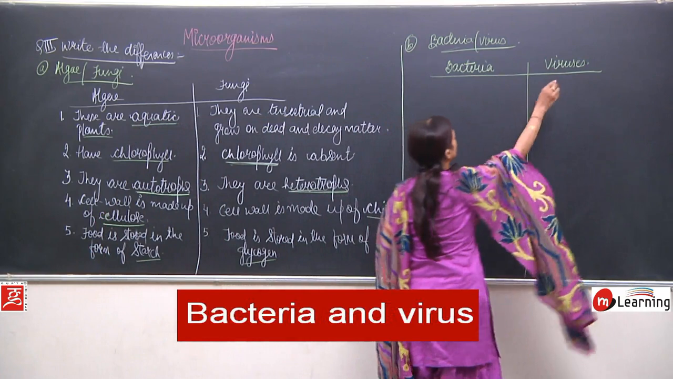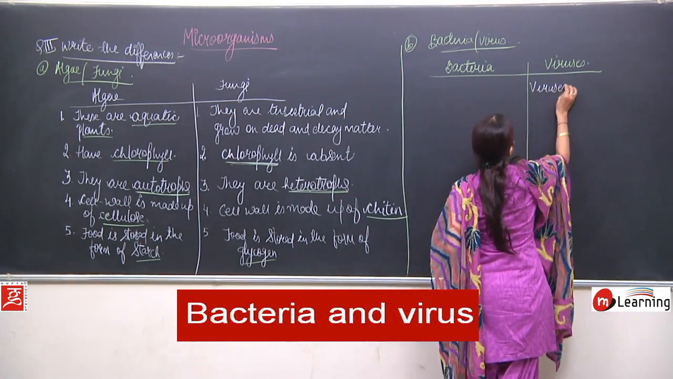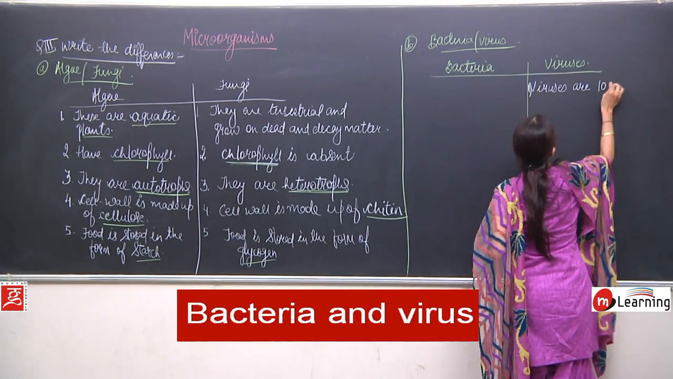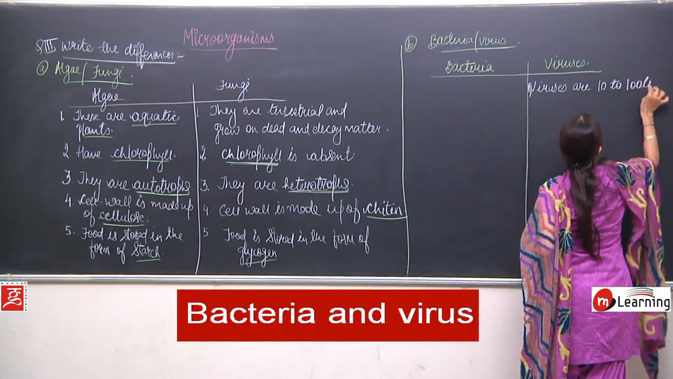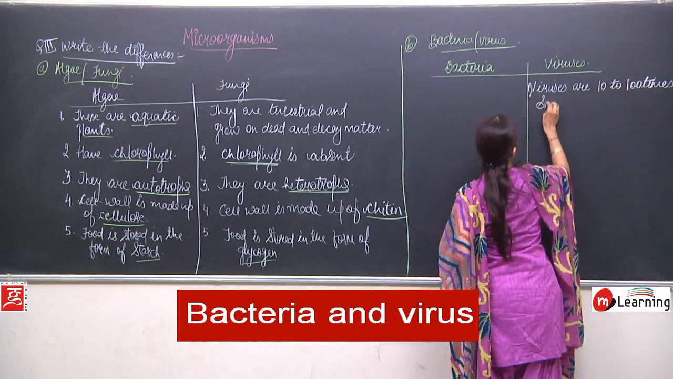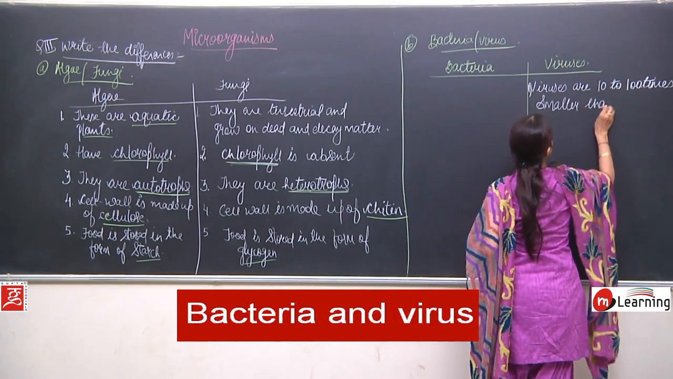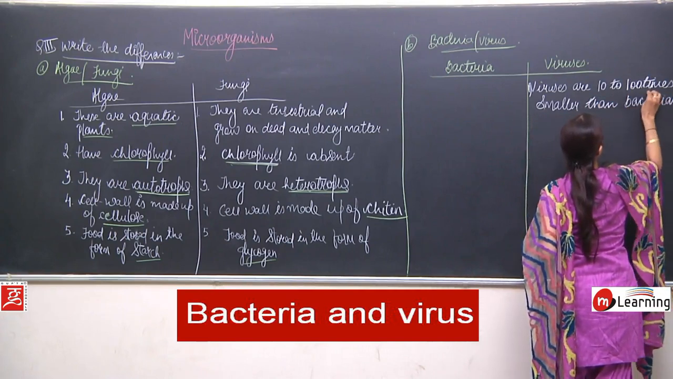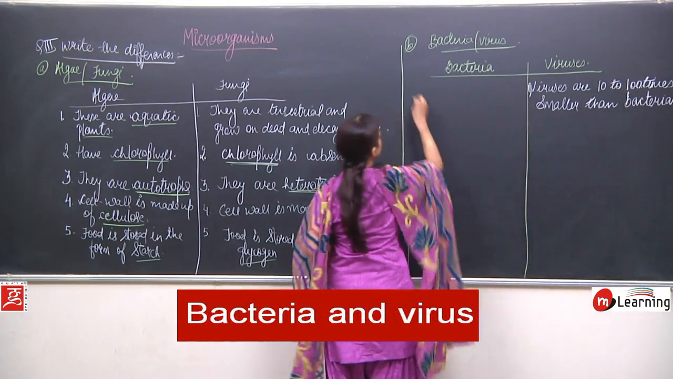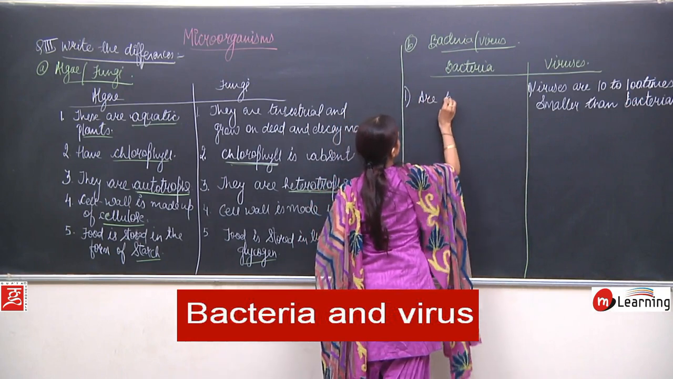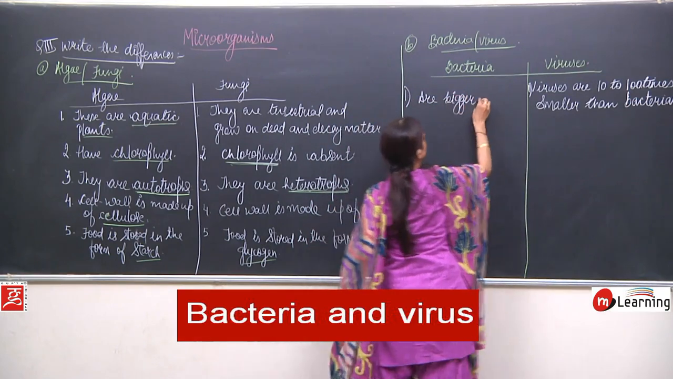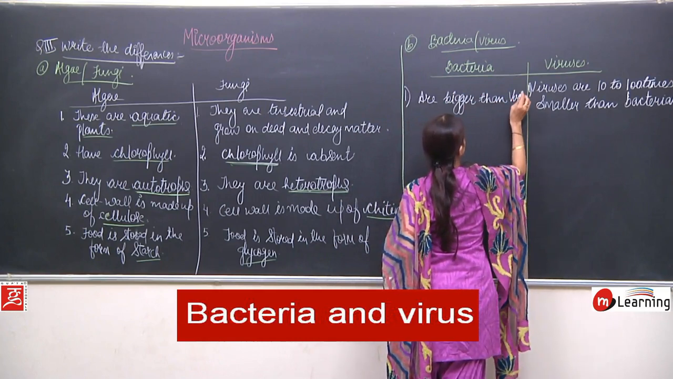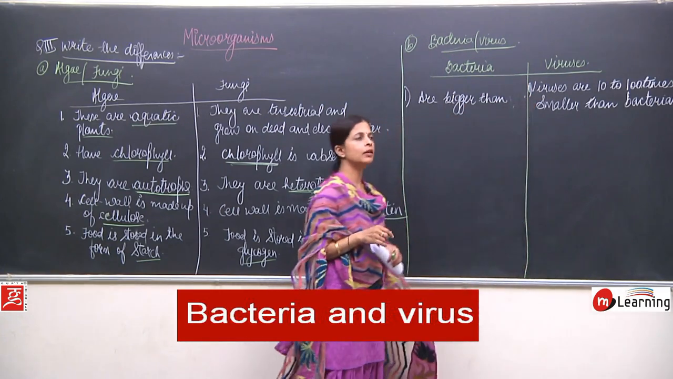So viruses are very small. This is point number one. I forgot to write point number one. Viruses are 10 to 100 times smaller than bacteria. That means these are very minute creatures, and bacteria are bigger than viruses. I won't be able to write over here. So these are bigger than viruses.